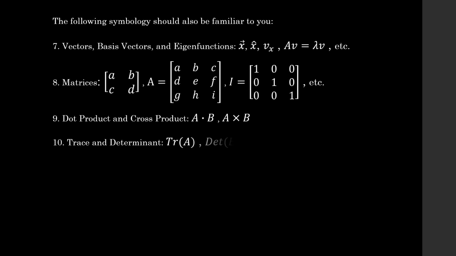The idea of a trace and determinant should be familiar with you, such as the trace of A, which in the case of the matrix listed as A, that's just going to be the sum of the diagonal elements. So the trace of A in this case would be A plus E plus I. And then you have the concept of a determinant of B. So let's say that the matrix B is equal to this 2 by 2 matrix ABCD, then the determinant would be A times D minus B times C.